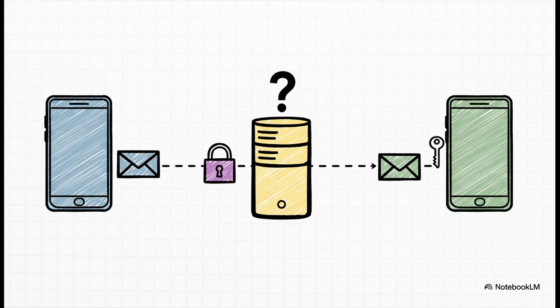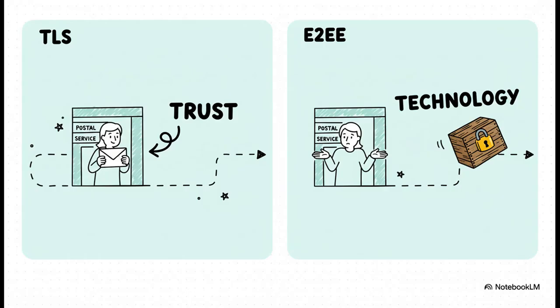The huge difference here is that the message gets locked on your phone and can only be unlocked on your friend's phone. This means that not even the company that runs the messaging service can read what you're saying. They just see a locked box passing through their system. Let's go back to our mail analogy, because it just explains this perfectly.